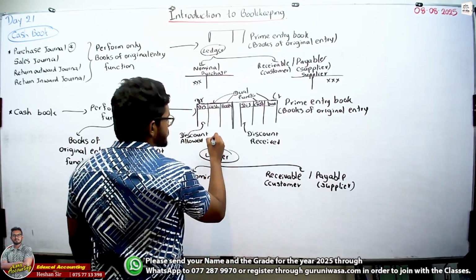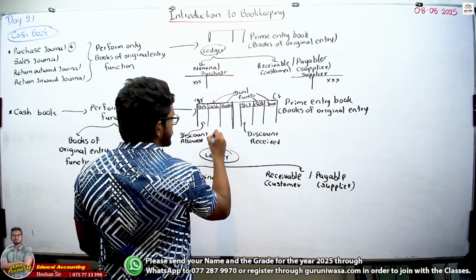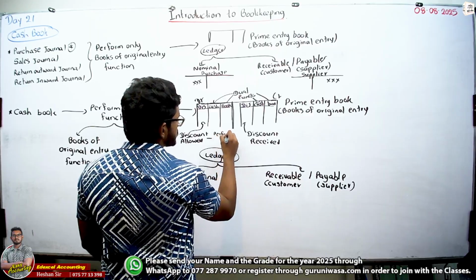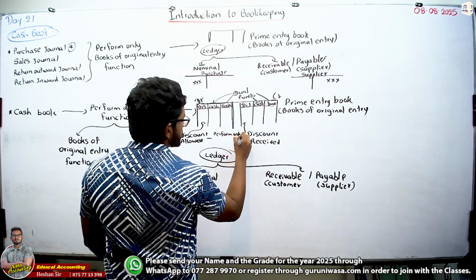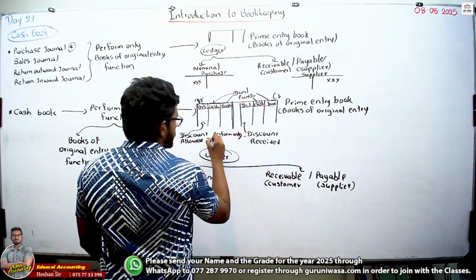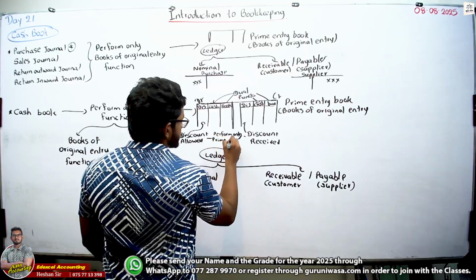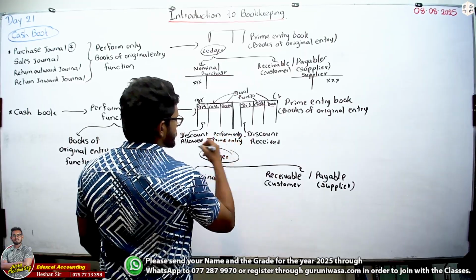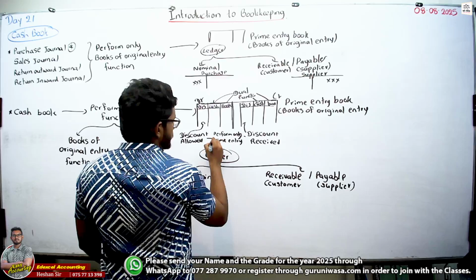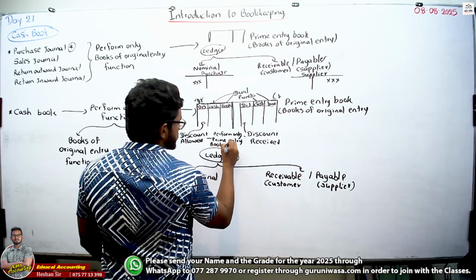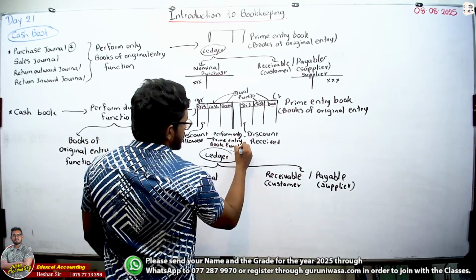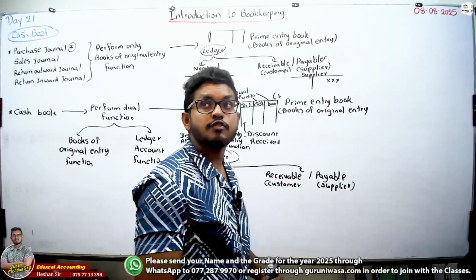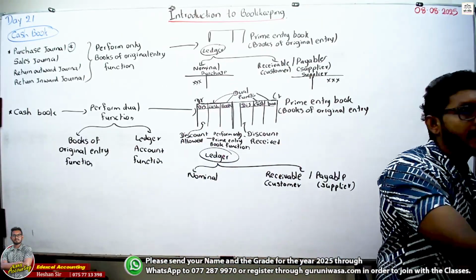These two things perform only the primary book function. They perform only prime entry book function, or the books of original entry function, which means, look here. You can see the format, right?